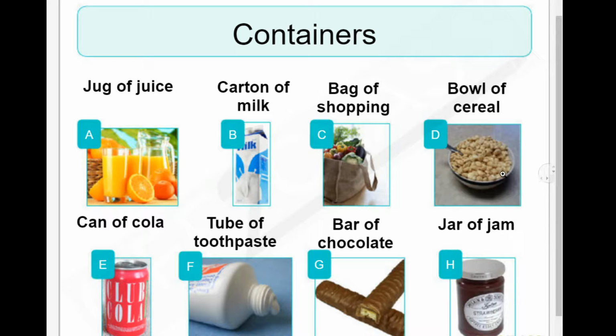A bowl of cereal. Please repeat it. A bowl of cereal. We have a can of cola. A can of cola. Tube of toothpaste. Toothpaste comes in a tube. Chocolate comes in the form of a bar. A bar of chocolate. A jar of jam.